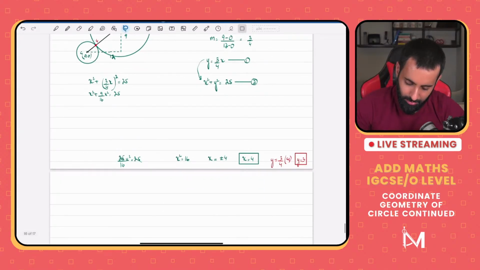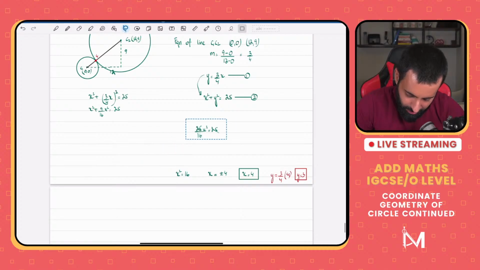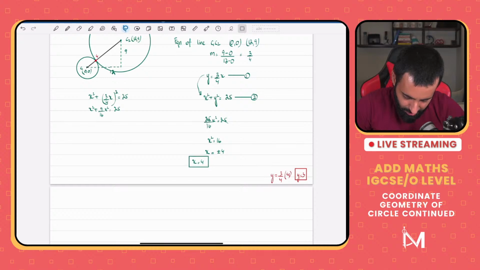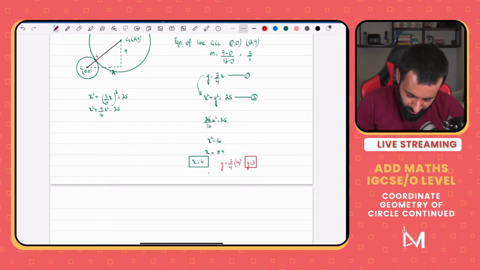Now, this was a very difficult question, but the good news is it's all downhill from here, because what I solved was actually a difficult question. The rest of the questions that you will come across are actually fairly easy. In the end, just don't forget to give your answer nicely. It's (4, 3). Okay?